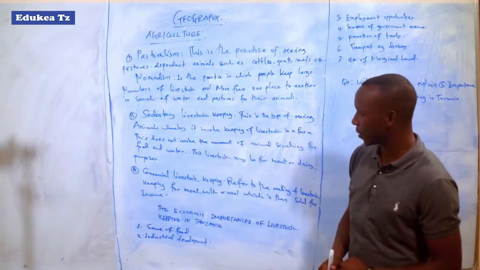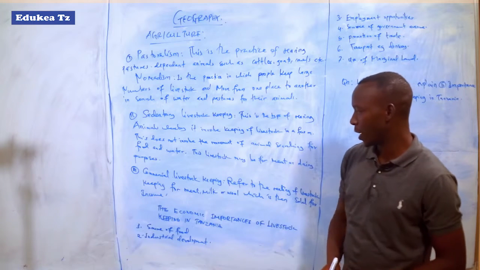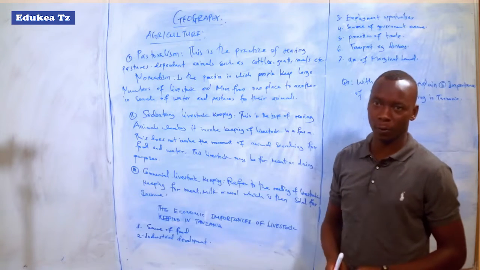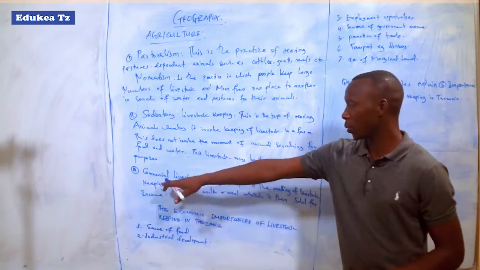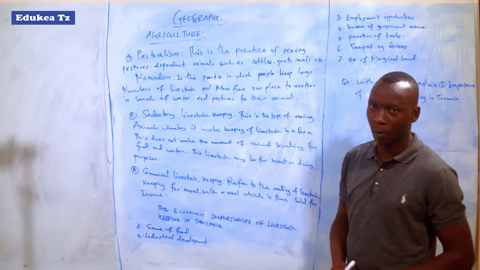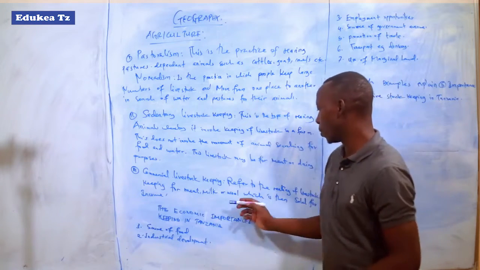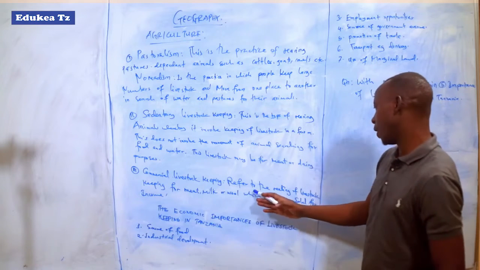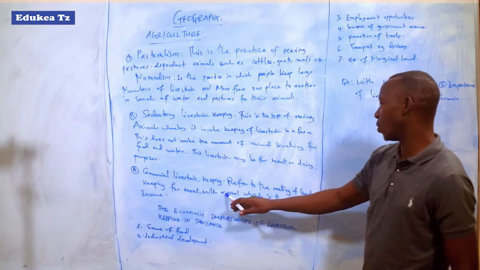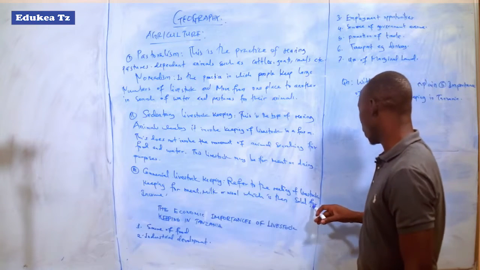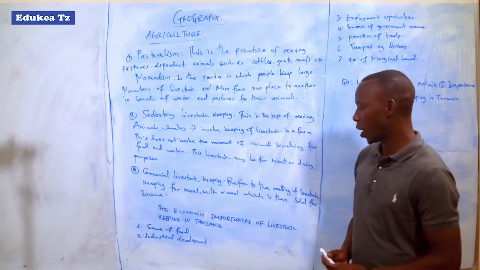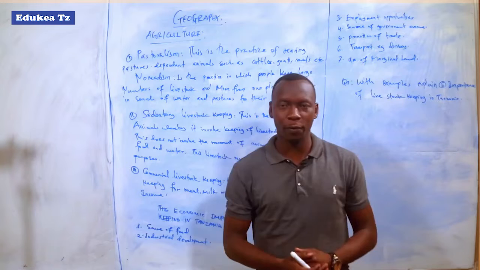After looking at sedentary livestock keeping, let us see commercial livestock keeping. Commercial means trade. So this type of livestock keeping involves keeping animals for commercial purposes. In brief, it refers to the rearing of livestock for meat, milk, or wool, which is sold for income.